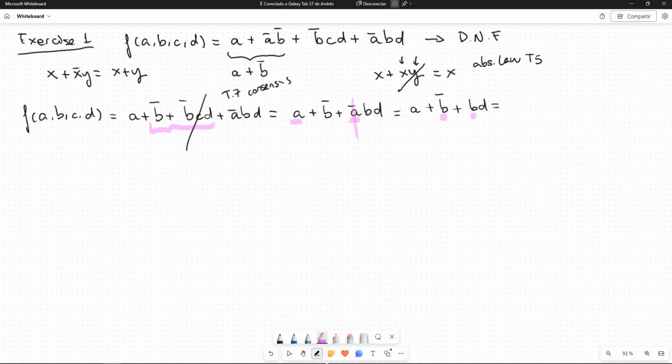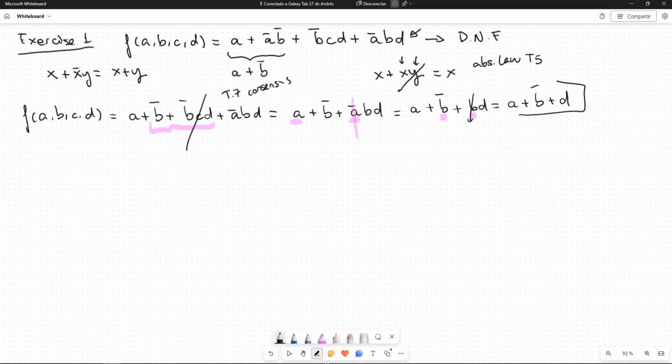It doesn't matter if the b complemented is the one out and the b uncomplemented is the one inside. We just need that both of them are not the same. One is complemented and the other is uncomplemented. So we can get rid of this. And finally, we have this. So you can see that starting from here, we have reached here, and it's the same function.